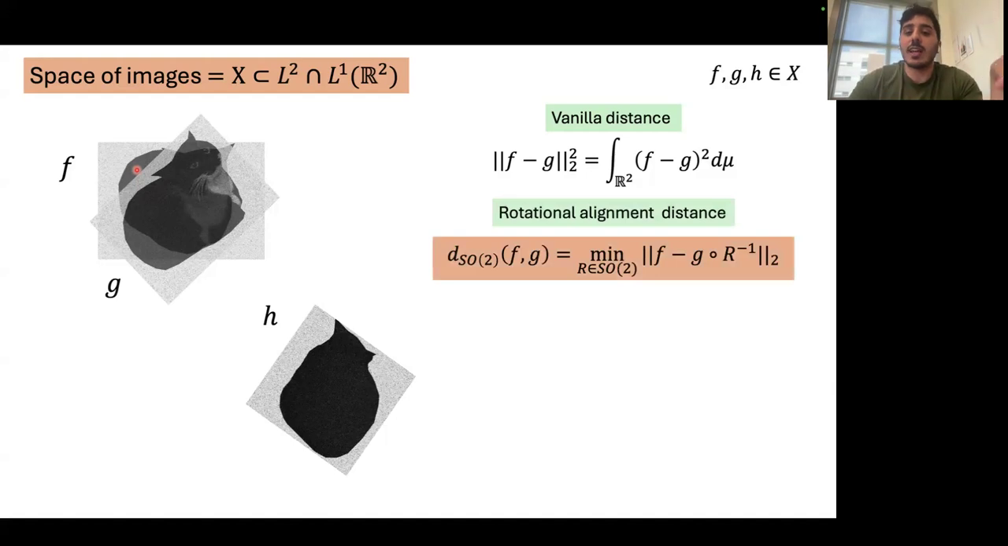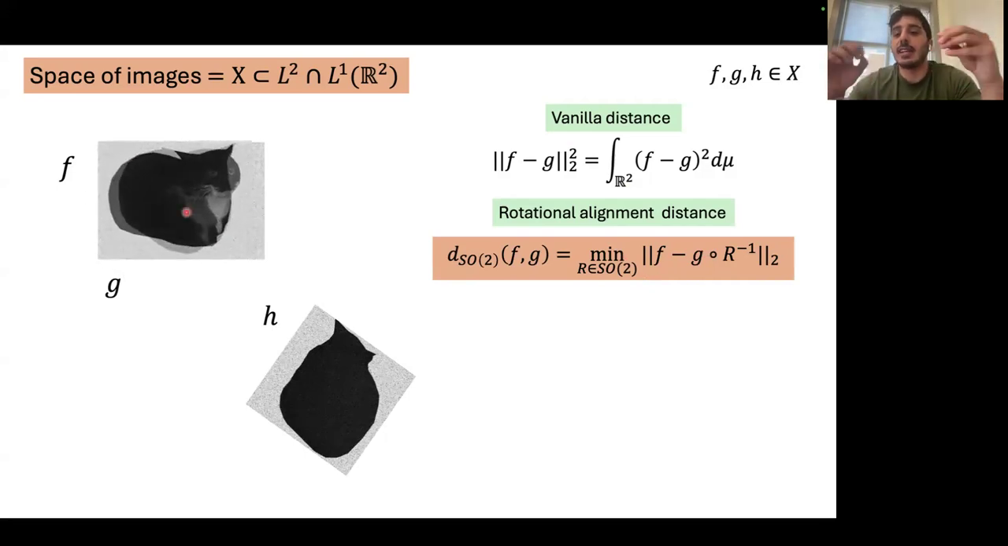But then we have the rotational alignment distance, where you rotate an image G over the space of rotations in SO2. And as you rotate G, you're trying to minimize the vanilla distance between F and the rotated version of G. So you rotate G, you minimize the vanilla distance. And in essence, what that's doing is it's trying to have the pictures as aligned as possible. The white fur aligned with the white fur, the black fur aligned with the black fur, eyes aligned with eyes. And after you do this alignment, you take the vanilla distance, and that gives you the rotational alignment distance, DSO2.